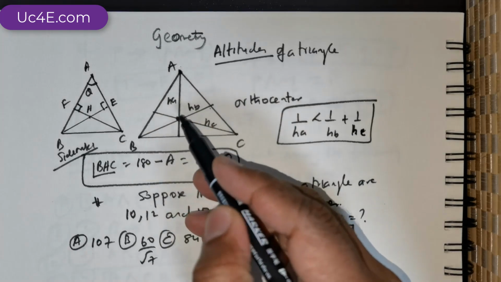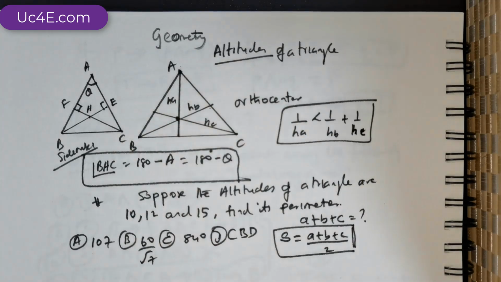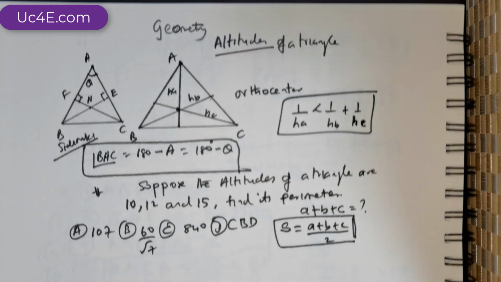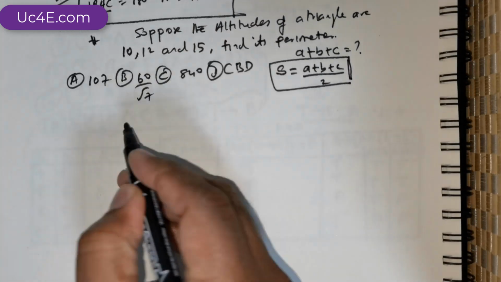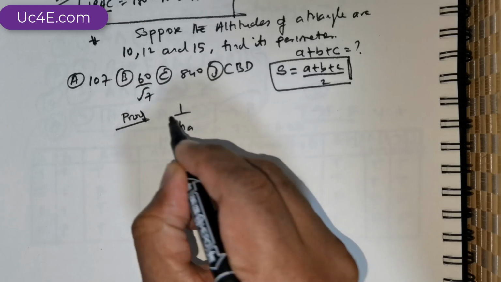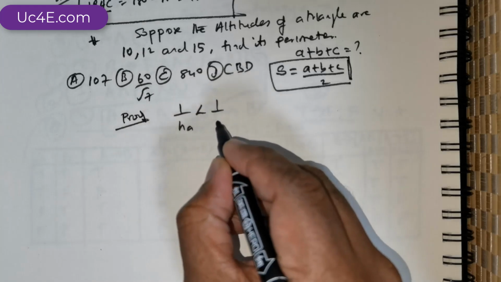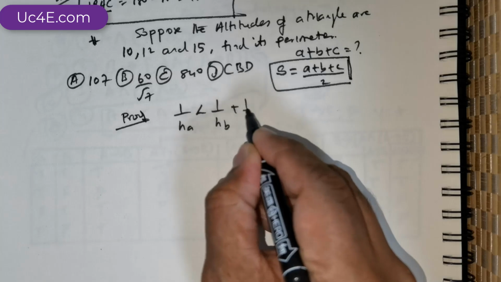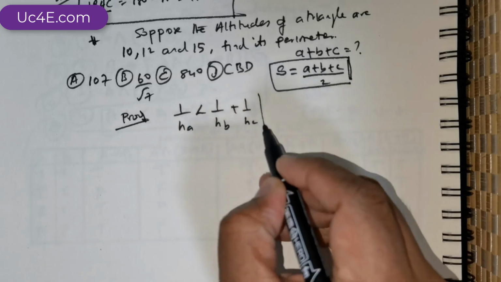Now in a triangle, if ABC is the triangle, clearly we know the following. So this is the proof for the result. Proof to show that 1 over H suffix A is less than 1 over H suffix B plus 1 over H suffix C. We are going to prove this.